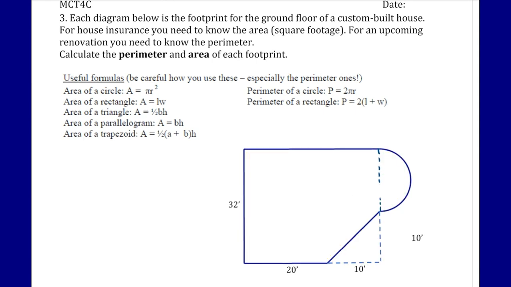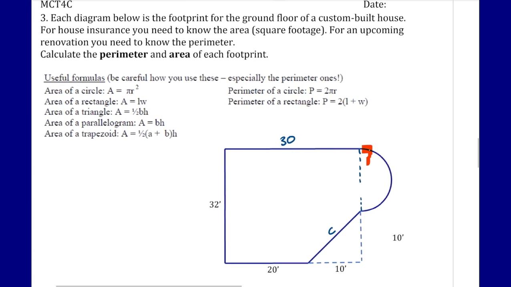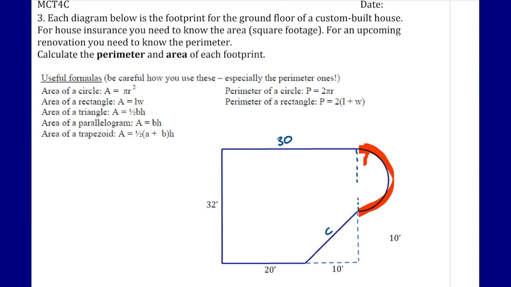For the perimeter, we see some measurements, right? We see the dimensions of this triangle here are 10 by 10, so we can figure out this hypotenuse. I do know this far side is 30 based off of the measurements on the bottom, 20 plus 10. I can figure out this measurement as well, because it is a semicircle. And I can figure out that measurement as well because it is a triangle, a right triangle specifically.